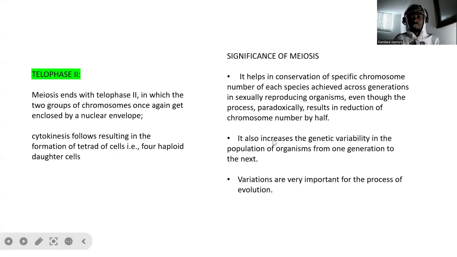Second one here, it also increases the genetic variability. There will be variation in genetic constituents or genetic material. The reason why I will be different from my younger brother, from my younger sister, every one of us cannot look alike, is because there is what? Genetic variability in the population of organisms from one generation to the next. And lastly, variation is very important for the process of what? Evolution. Now, because there has been genetic variability, it leads to variation, which is very important in evolution.